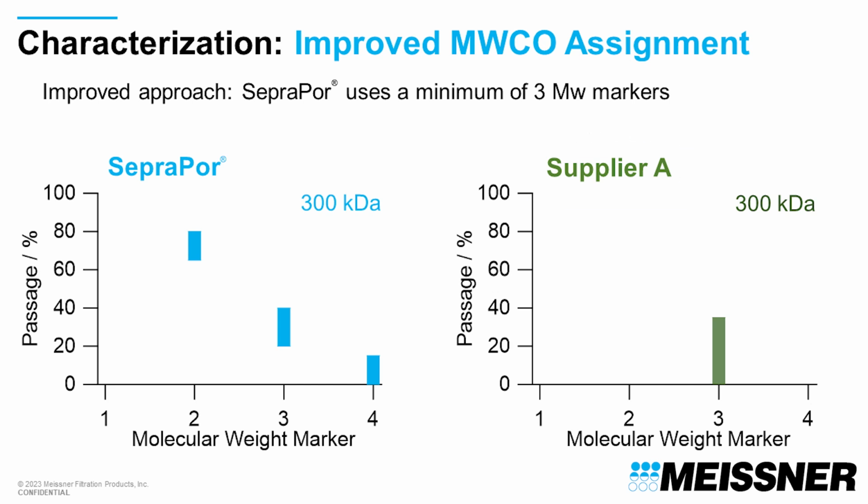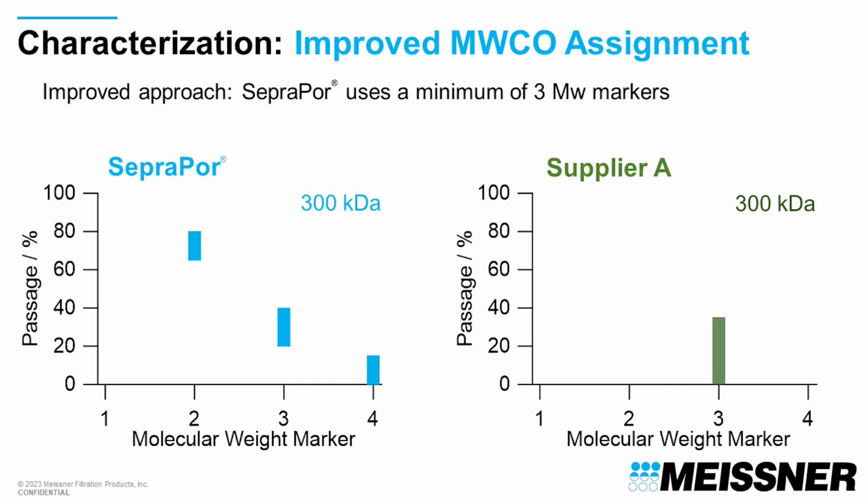Sepropore uses a minimum of 3 molecular weight markers to characterize the molecular weight cutoff of a membrane. Supplier A uses only 1 molecular marker to characterize the molecular weight cutoff of their membrane. For each molecular weight marker tested, we can determine, using scientific instrumentation, the degree of passage of each marker, shown on the y-axis from 0 to 100. The molecular weight marker used is represented on the x-axis with numbers 1 to 4, with 1 being the smaller, lower molecular weight marker, and progressively increasing molecular weight markers for numbers 2, 3, and 4.